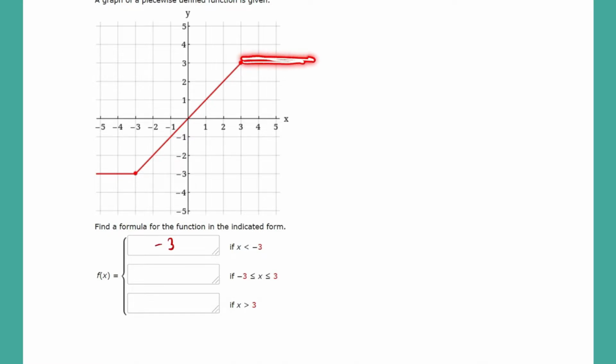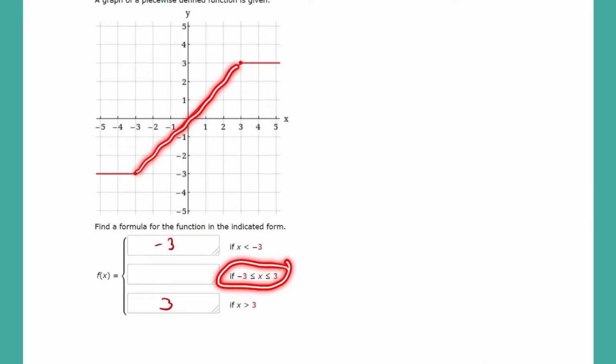We can also do this one here. That's also a constant because it's a horizontal line, and that would be +3. So that's when x is greater than 3. That's this one. So that would be +3. The one that has a slope would be in between, which is the one in the middle. As you can see, the y-intercept is 0, and the slope is 1. Up 1 over 1, up 1 over 1, up 1 over 1.